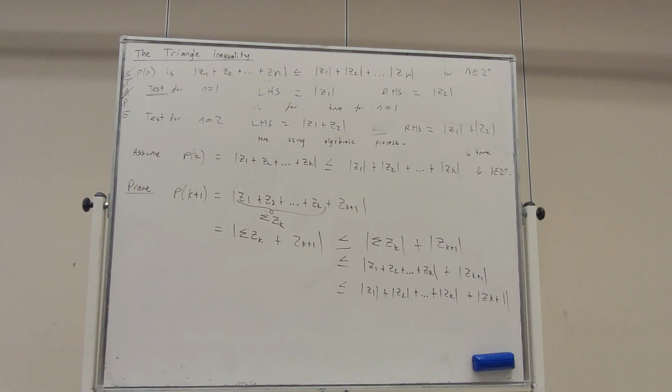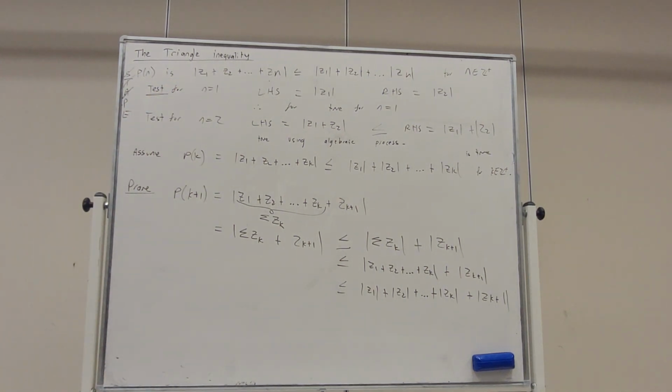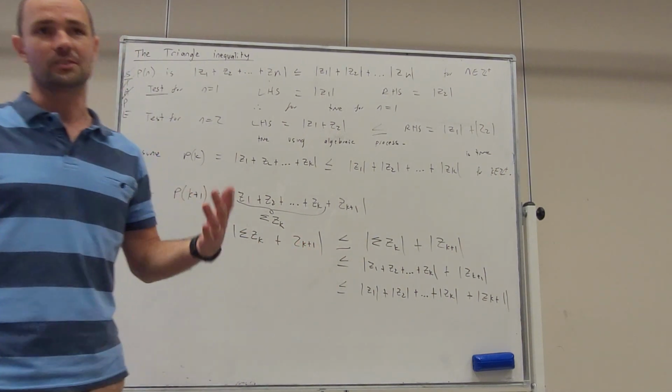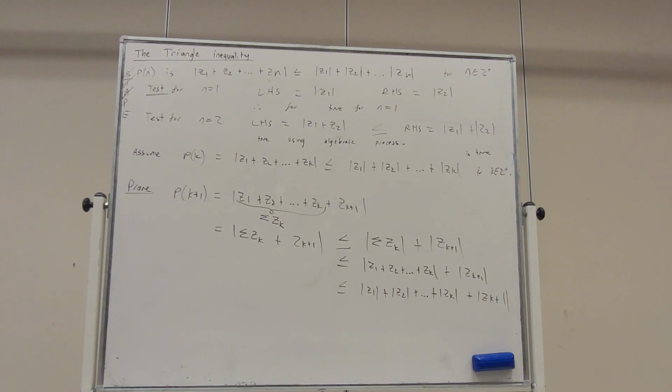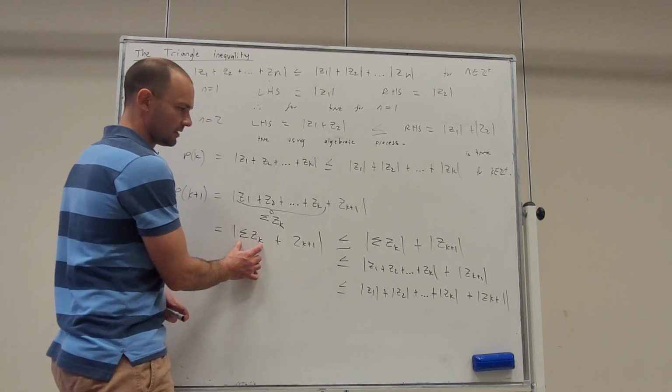So if our assumption's true, we've demonstrated that the left-hand side is less than or equal to the right-hand side. P of K plus 1 is true. Then we say, because P of 1 is true and P of 2 is true, to demonstrate the inequality, and P of K plus 1 is true whenever P of K is true, therefore P of n is true via the principle of mathematical induction. So, stated, tested, assumed, proved, and then the last step is the explain. Does that make sense? We remember doing that a bit? PMI.